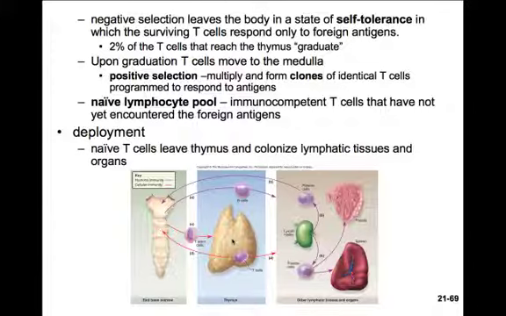Here they multiply to form clones of identical T cells that are programmed to respond to specific antigens. At this point, they're a naive lymphocyte pool. They've graduated, but they haven't had any experience yet. They haven't encountered the foreign antigen that they're programmed to respond to. At this point, they'll be deployed. They'll leave the thymus and colonize lymphatic tissues and organs and await their first experience.